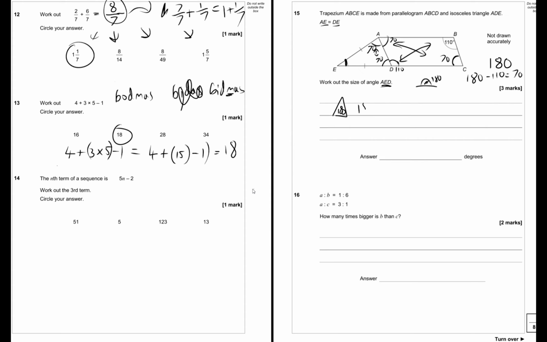So we know 180 is going to equal this angle, let's call it X. So angle X plus 70 plus 70. Let's simplify. 180 is equal to, add 70 and 70, 140 plus X. We're going to move the 140 to the other side. So 180 minus 140 equals X. X equals 40. And we are done.